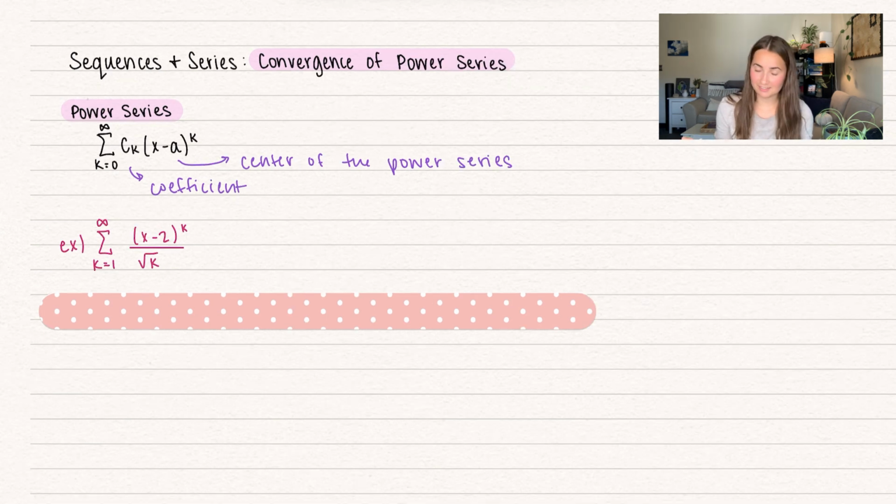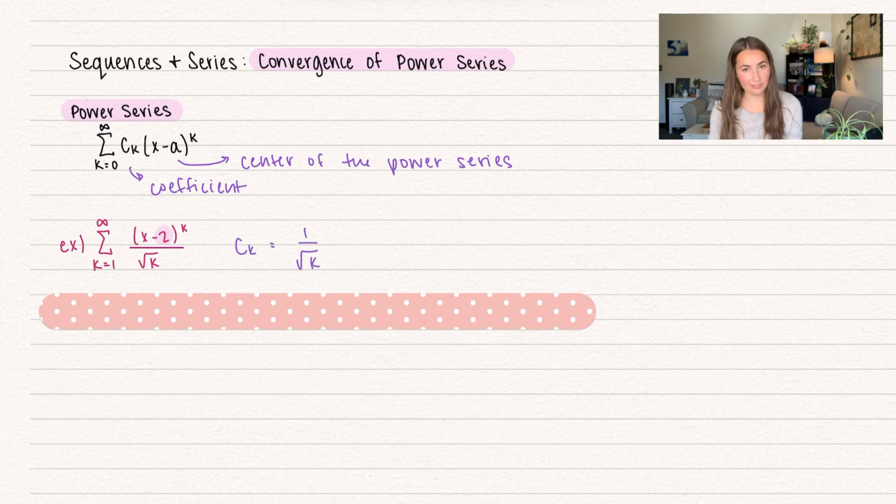So let's go ahead and see an example of this. Here we have the summation from k equals 1 to infinity. So notice we can start at a different spot, right? We can start at 1, we can start at 2, we can start at any number. And we have (x minus 2) to the power of k. So here we can see the center of our power series is going to be 2. And then we have that divided by the square root of k, and that's going to be our coefficient. So our c sub k is going to be 1 over the square root of k. And like I said, they can be a function of k. Not all the time, but sometimes.